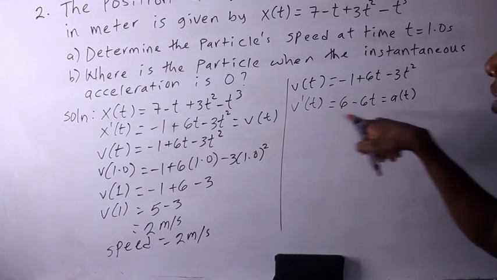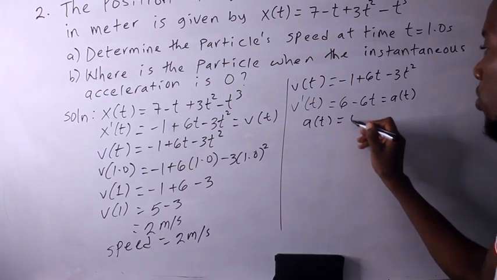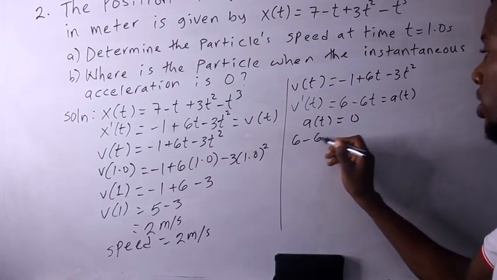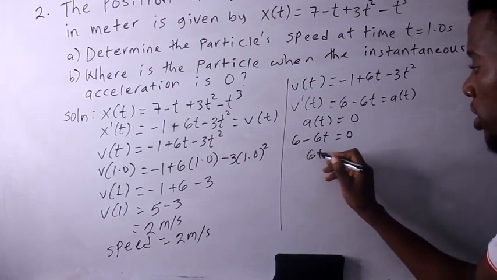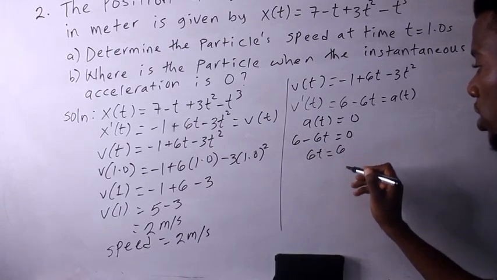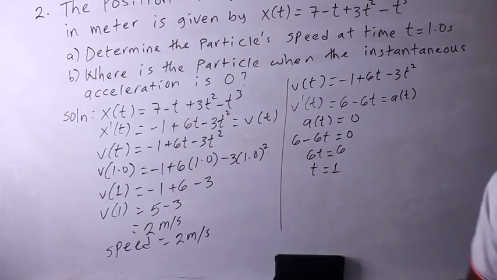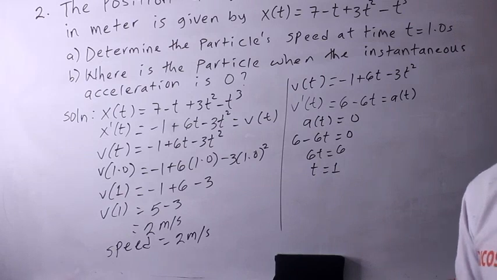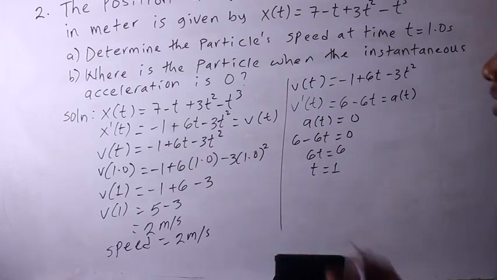When is this acceleration equal to 0? So if a of t is equal to 0, it means 6 minus 6t equals 0. In this case, 6t is equal to 6 and t is equal to 1. So at time t equals 1, the acceleration is 0, meaning the particle is not accelerating at that particular time. So let's find where the particle will be.